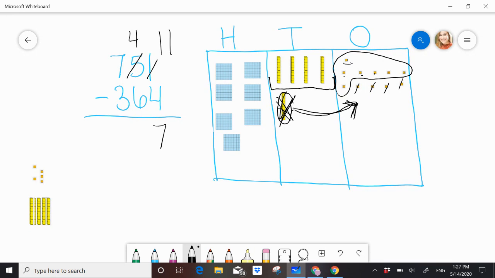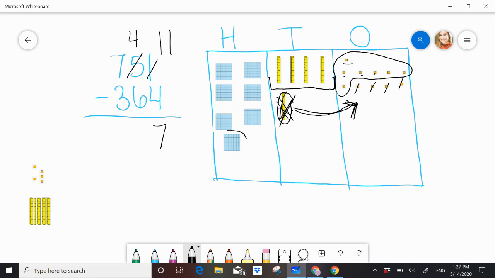So when there's more on the top, no need to stop. More on the floor, go next door and get 10 more. I'm thinking I have to borrow again. And sometimes, boys and girls, this might happen. You might need to borrow twice. If there's more on the floor, you need to go next door and get 10 more. So let's do that together now.